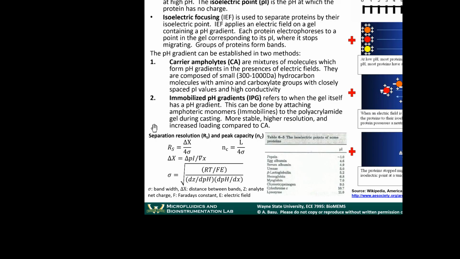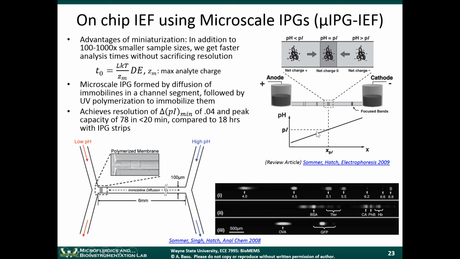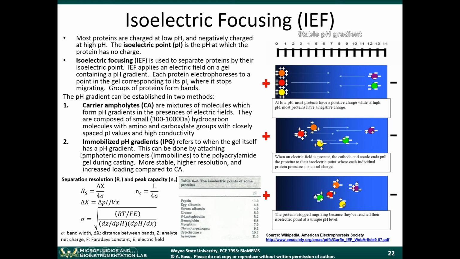These are just some formulas describing the separation, resolution, and peak capacity of isoelectric focusing. This also shows the isoelectric points of some common proteins like egg albumin, hemoglobin, and so on. So this is a combination of electrical techniques and pH chemistry techniques that are used to separate molecules. Isoelectric focusing has been miniaturized using microscale IPGs, the immobilized pH gradients.